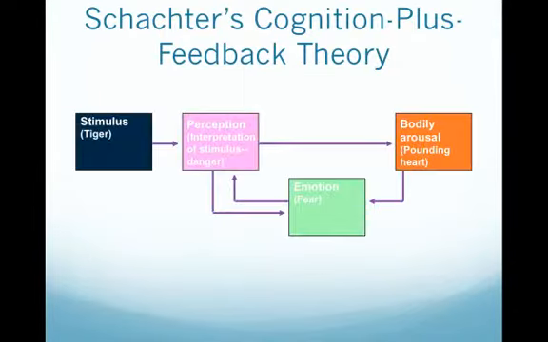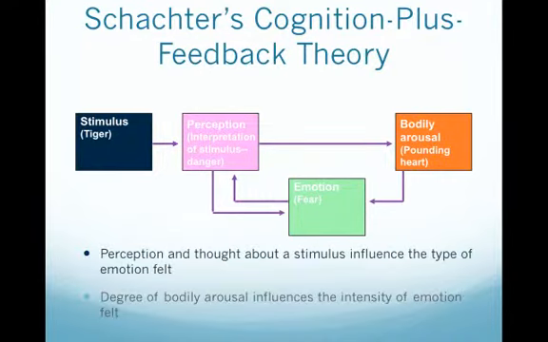The cognition plus feedback theory unites the ideas of James' theory and appraisal theory. It states that the type of emotion depends on our perception and thoughts about a stimulus, while the intensity of emotion depends on the degree of bodily arousal. For example, when you see a tiger, you perceive it as a dangerous object and experience the emotion of fear. As a result, your heart starts beating harder and your knees start trembling. Then you feel all these bodily changes, and your emotion of fear becomes even stronger.